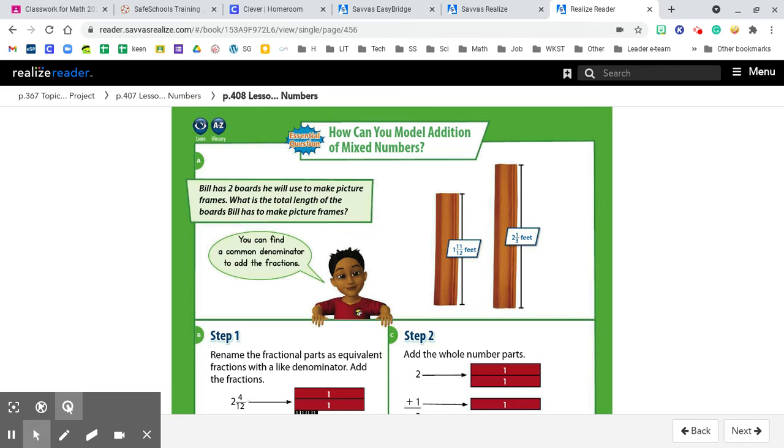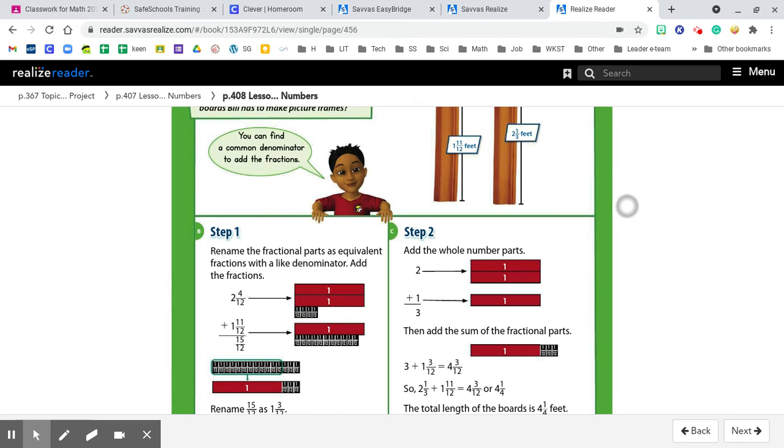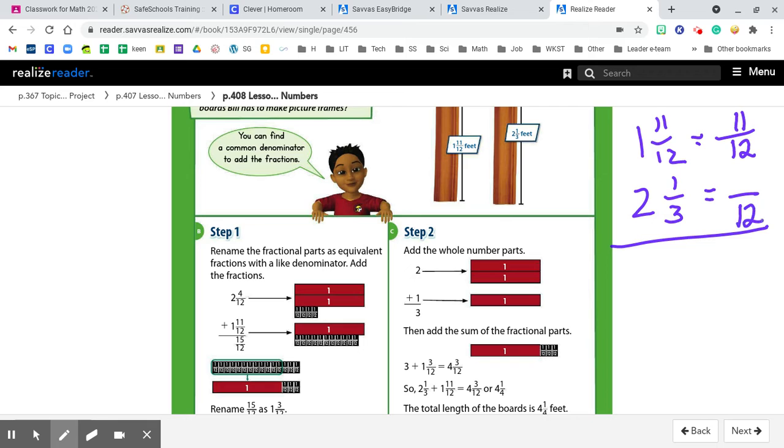And we know when we look at them, we're going to have to do something to the denominators because they are not the same. So rename the fractions as equal parts with the like denominator, and then just add the fractions. So they have 1 and 11/12 and 2 and 1/3. So they renamed the fraction because they know that 3 goes into 12. So they renamed the 1/3 into 4/12.